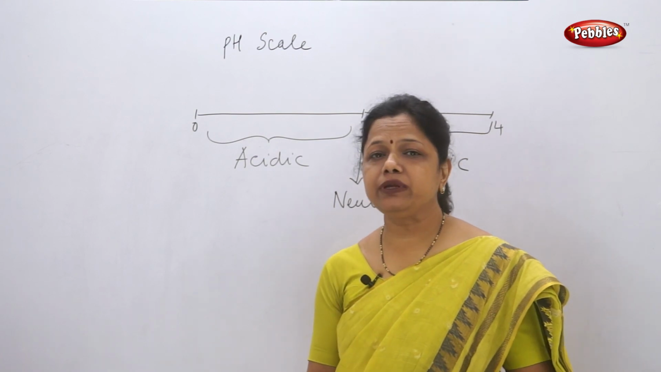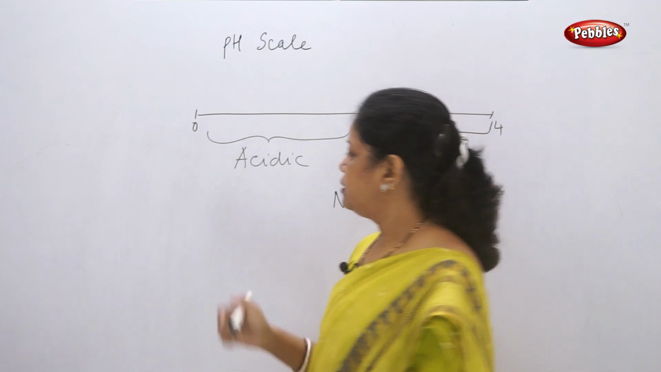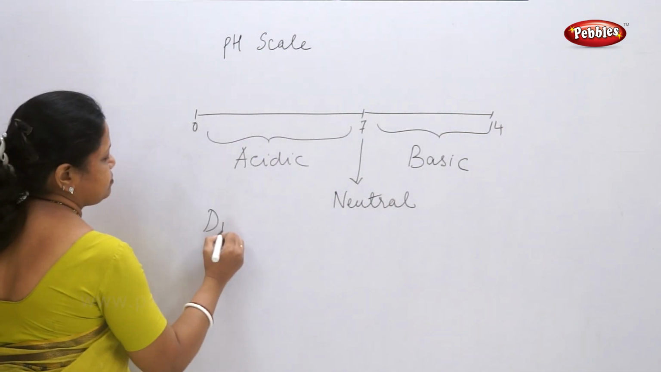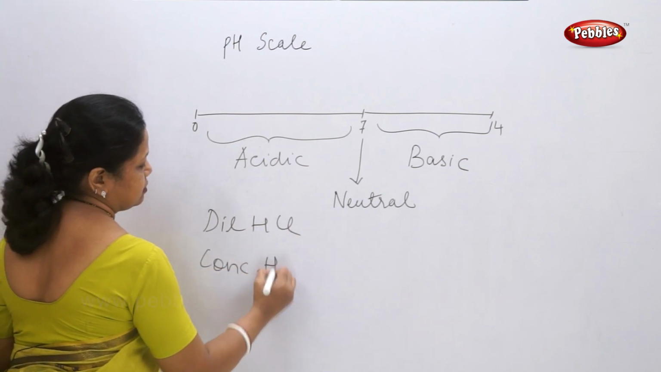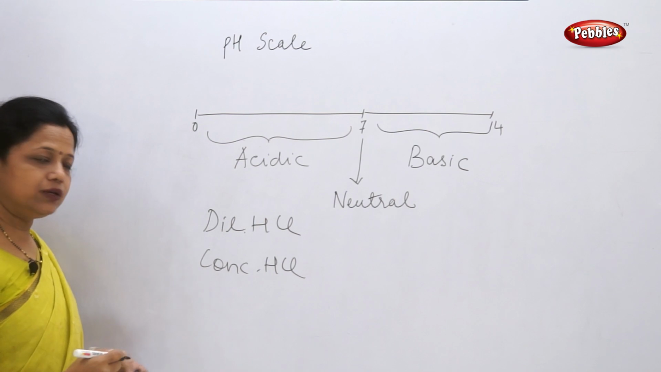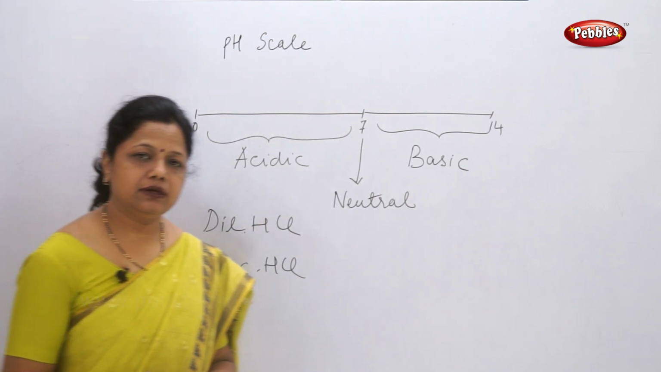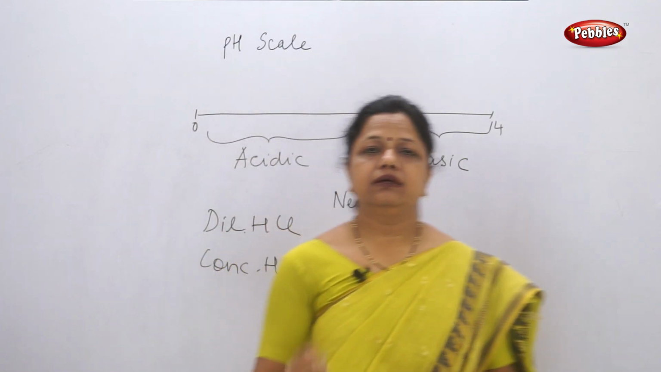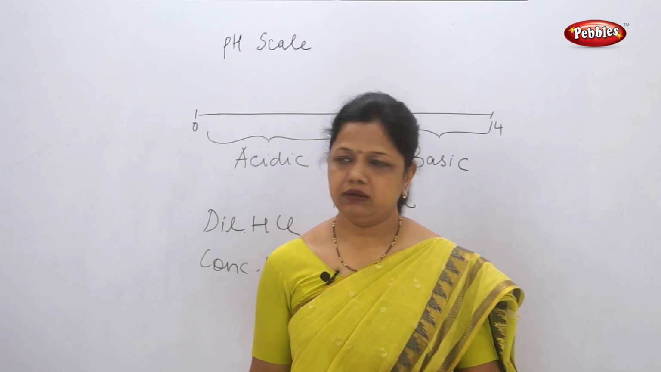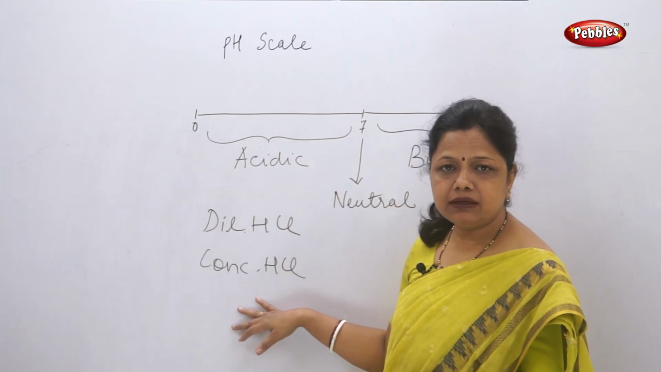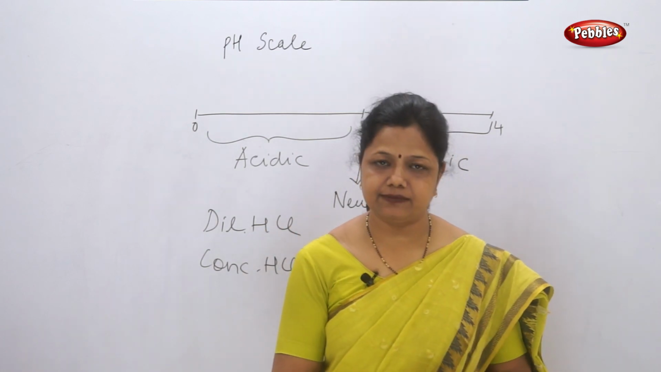Now what do you mean by strength of acid? I had given a sample of dilute HCl and concentrated HCl. When I use the words dilute and concentrated, what do I mean? Dilute HCl means the acid content is less and the water content is more. But in concentrated HCl, the acid content is more and the water content is less.